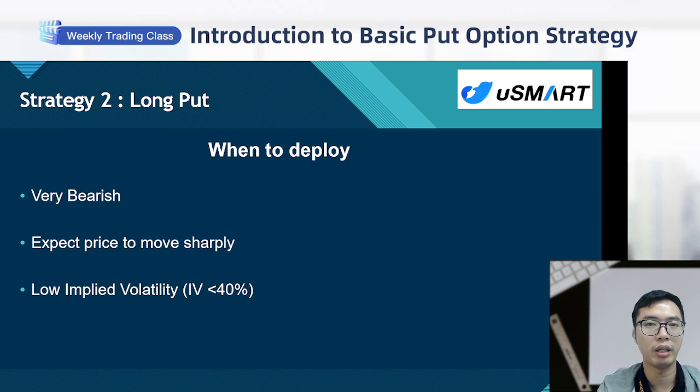When we open a long option, we want to look for a low implied volatility. So what is low implied volatility? A few weeks ago I talked about it as one of the extrinsic values that cause the volatility of the stock price. We don't want the volatility to be too high, because when the volatility is too high, the premium can be very expensive.